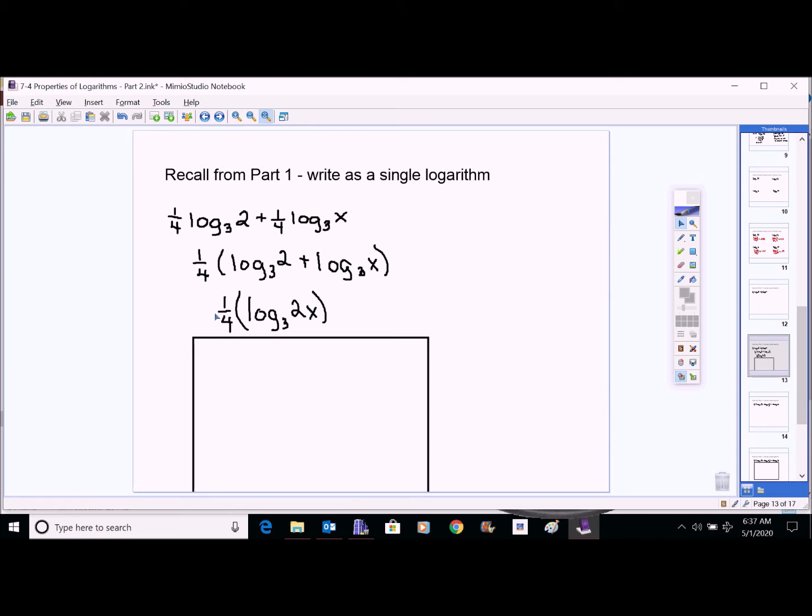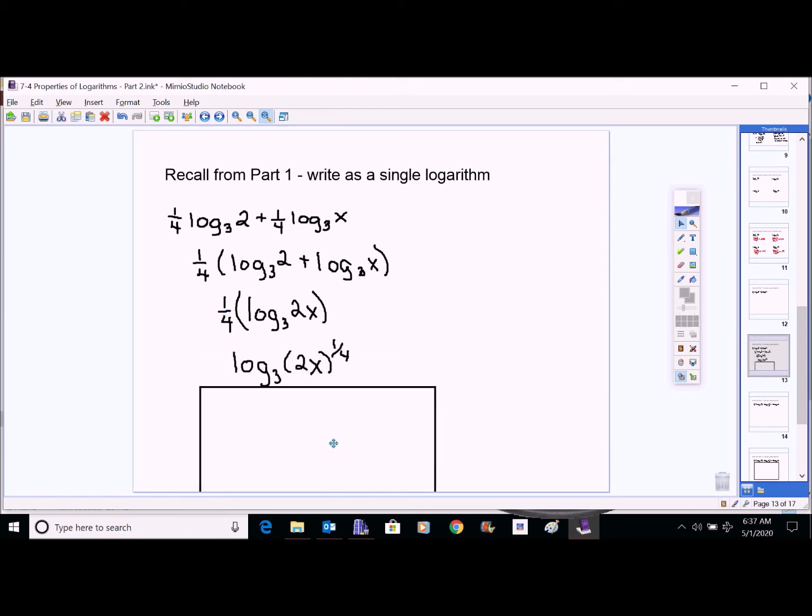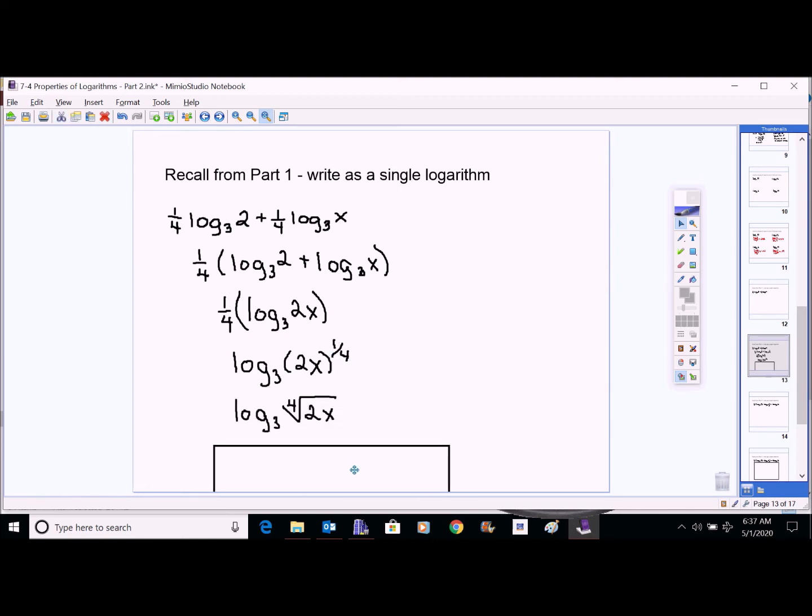Then you can take this 1/4 that's out here because it's a product, so the product turns into an exponent when we look at it in terms of logarithms, but it's the whole thing that you took the logarithm of. So then this as a radical is the fourth root. So here's our simplified logarithm when it all comes down into one logarithm.